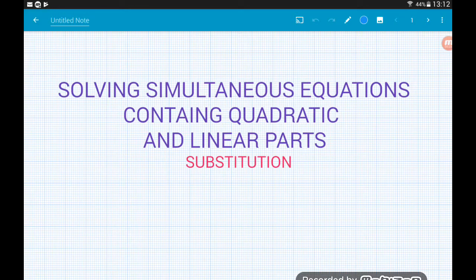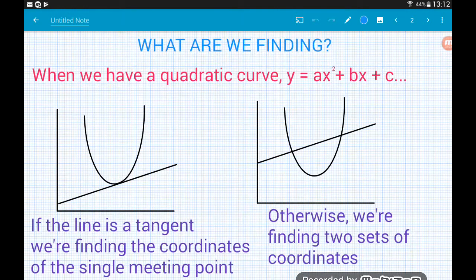Okay, so first of all, what is it that we are doing when we're solving these simultaneous equations? Either we'll have the standard quadratic parabola and we are looking for the intersection points of a straight line with the curve, or we can also be playing around with circles as well, but we'll have a look at that in a moment. So we've got two possibilities with the quadratic curve.